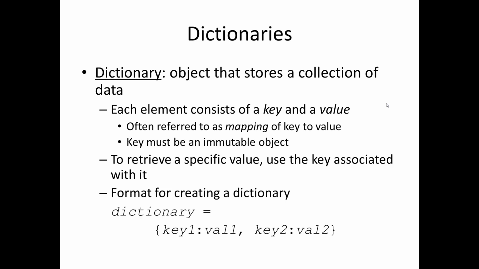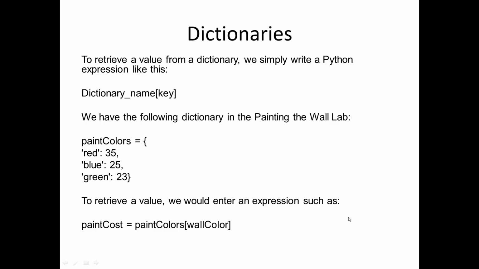The format for creating a dictionary is some dictionary name equals a collection of key value pairs. So, to get a value from the dictionary, we simply write this expression, the dictionary name and its key. So let's create a dictionary for the Painting the Wall lab. We're going to create a dictionary called Paint Colors, and it's going to contain the prices for the different paint values that we can use to paint the wall. This is one way to have key value pairs to get individual costs for different colors of paint. A dictionary is a good way to do that.